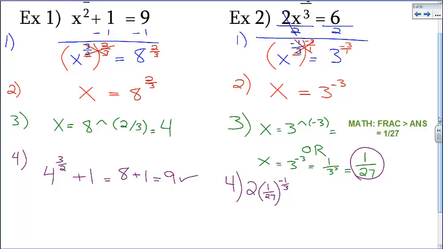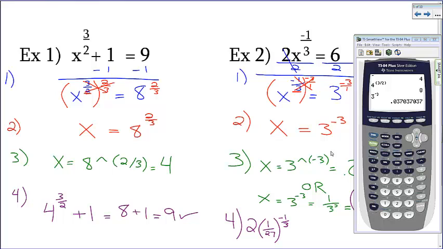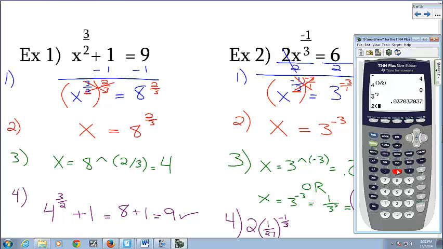By using the Math Frac option or figuring out that you have 1 over 27, at this point, you can simply input 1 over 27 into the calculator as I'm showing you here, definitively knowing where it's supposed to go, and coming out with an accurate solution, which turns out to be the correct check.